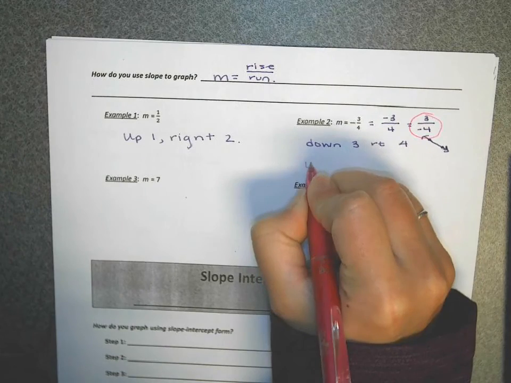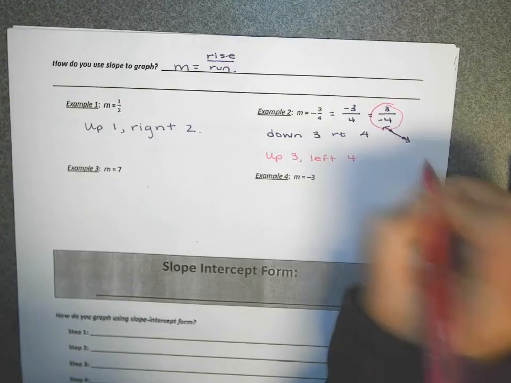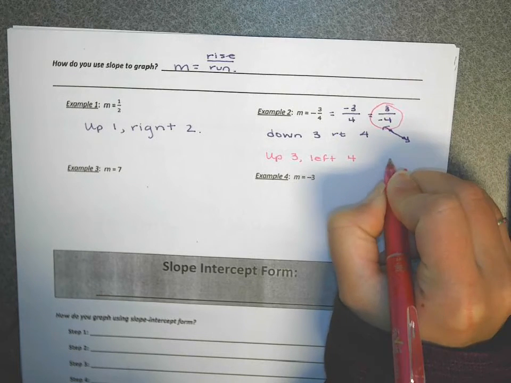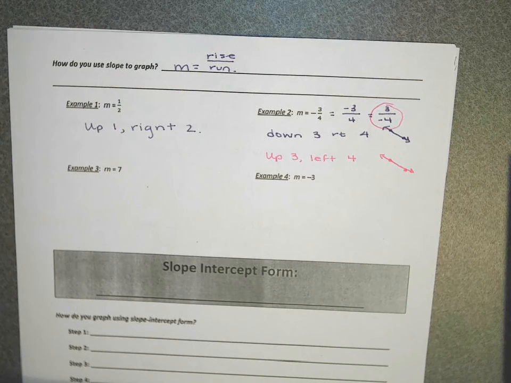Yes, that one would go up 3, left 4. So that means I would be here and I go up and to the left. Notice, though, that they will create the exact same line. Okay, because if you go up and to the left, that's the same as going down and to the right.